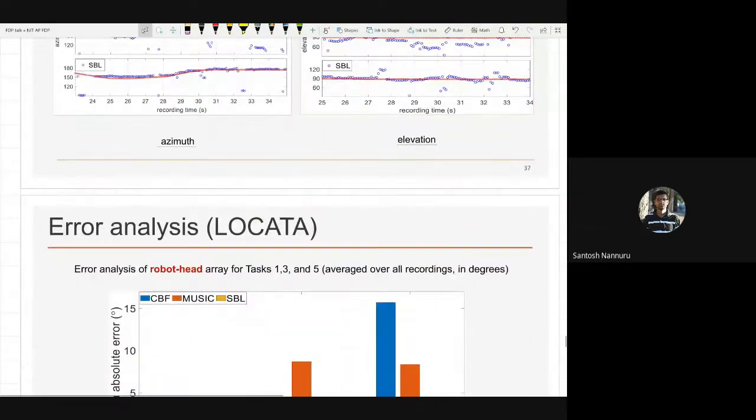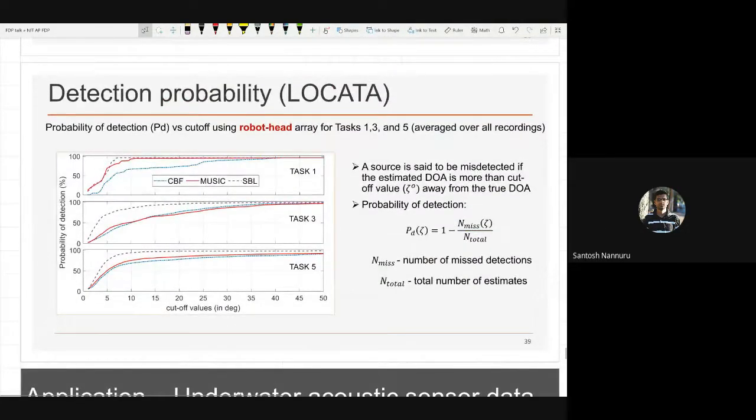So if I look at detection probability, what is detection probability? It is basically a fraction of sources I am able to detect. Okay, and how do I calculate that?